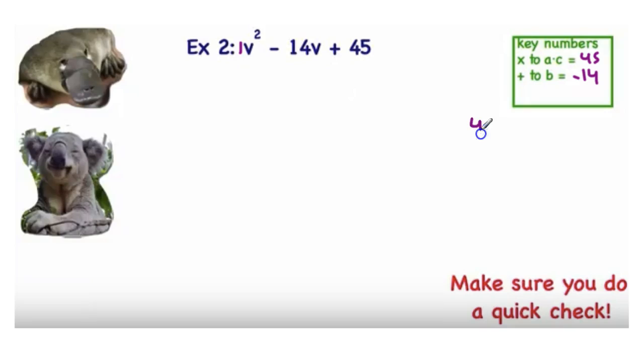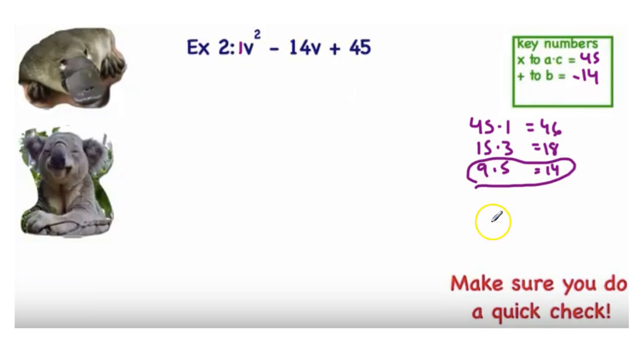Well, I can do 45 times 1, I think 15 times 3, maybe 9 times 5. So these are all some good options. If I add them together, well, that's going to be 46. This will be 18. This will be 14. All right, so I'm looking at this one, and this says 14, but I want it to be negative 14. So is there something I can do?